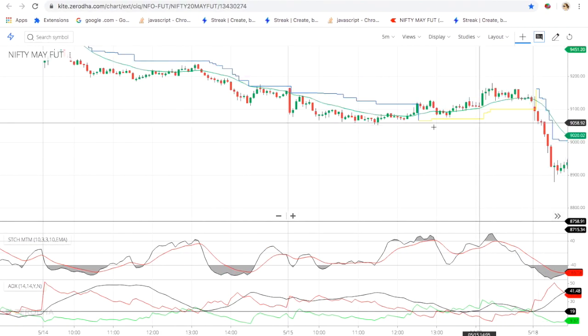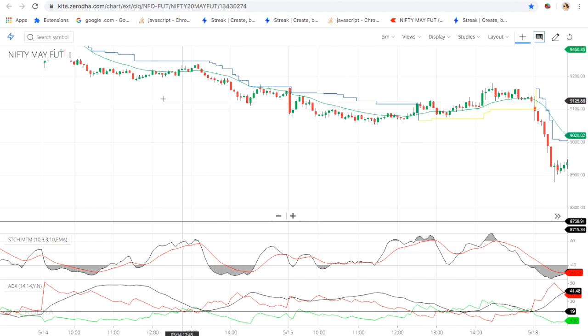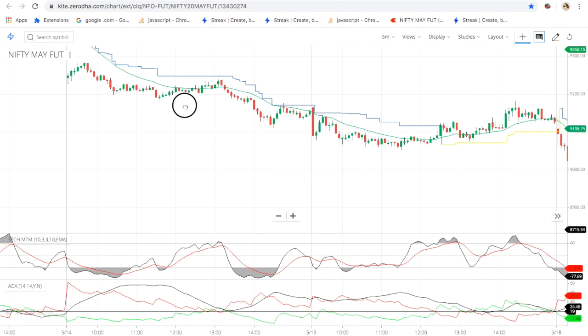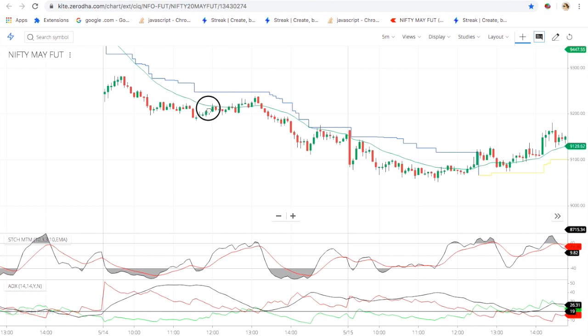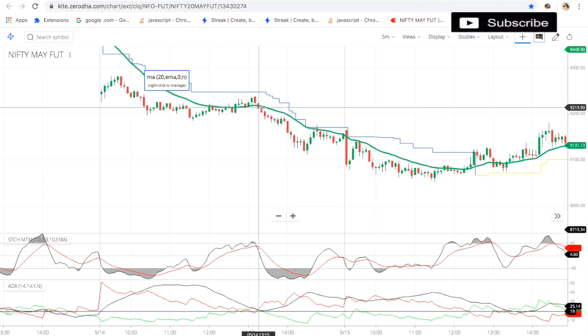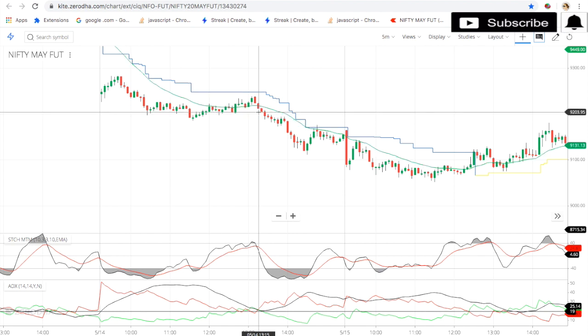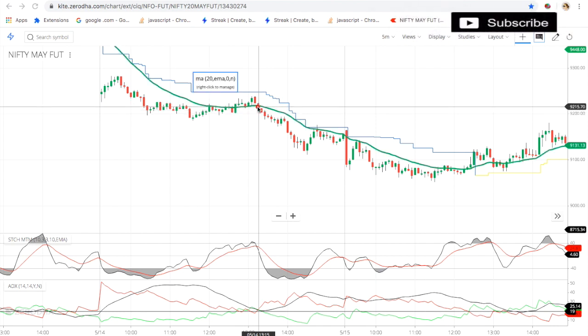Here, at this point, see, is the close lower than the moving average, yes or no? Stochastic momentum crossover happens in this candle. Crossover happened, ADX less than 25, close below your moving average and close below your ATR trailing stop loss. So this is our entry candle and we can see a profit.